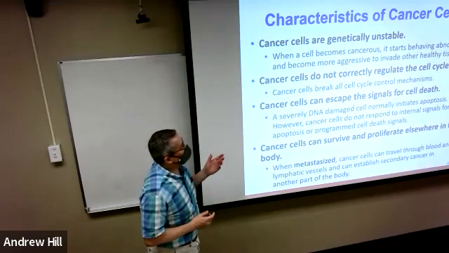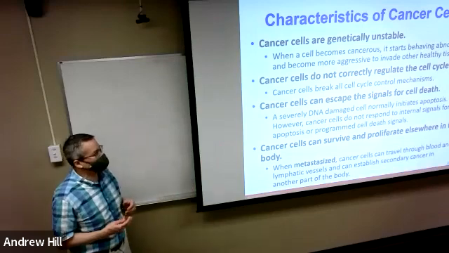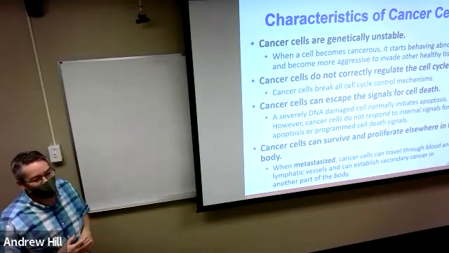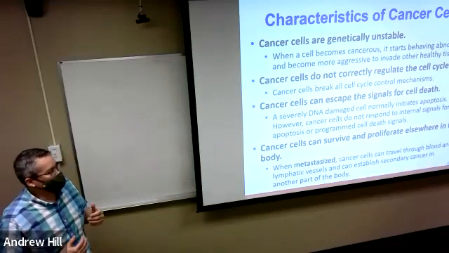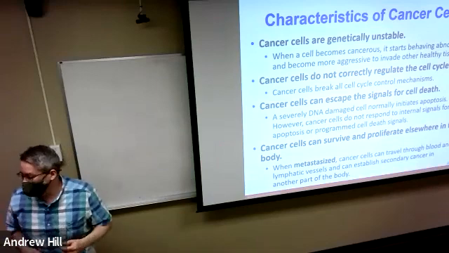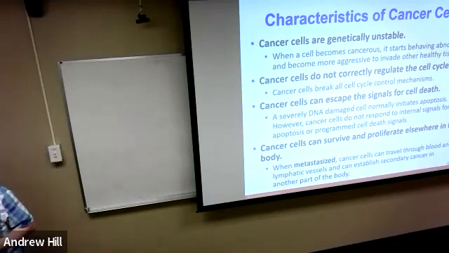So cancer cells are genetically unstable. When a cell becomes cancerous, it starts behaving abnormally and becomes more aggressive to invade other healthy tissues, okay? So cancer cells, again, they're like cells that have gone bad, right? They've gone wild. They do not correctly regulate their cell cycle. So cancer cells break all cell cycle control mechanisms that we talked about earlier. They can escape the signals for death. They simply don't want to die, right?